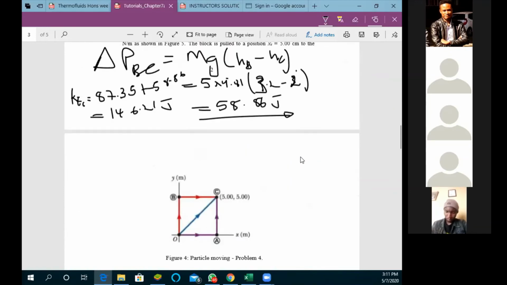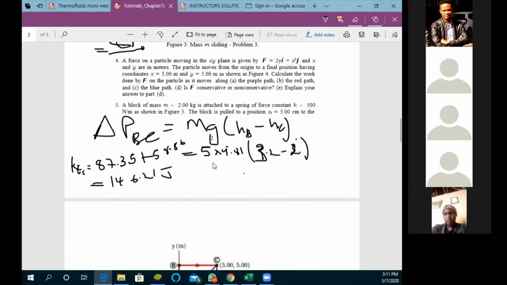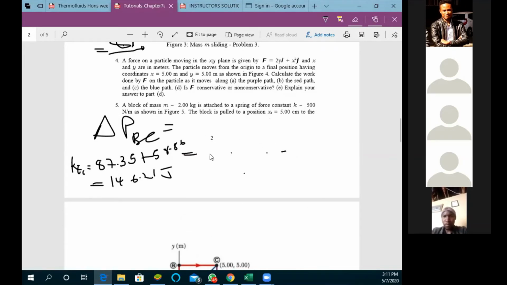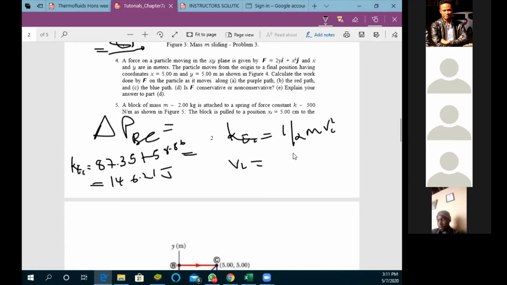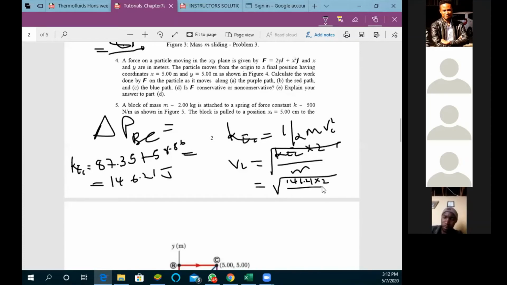Let me just clear out this area so that I find space to write. We know that the kinetic energy at point C is equal to half mv squared, where v is the velocity at C. So to find v at C, it is just equal to the square root of the kinetic energy at point C times 2 over m. We substitute all the values: kinetic energy is 146.21 times 2 over the mass, which is 5. What are we getting here if we do this?